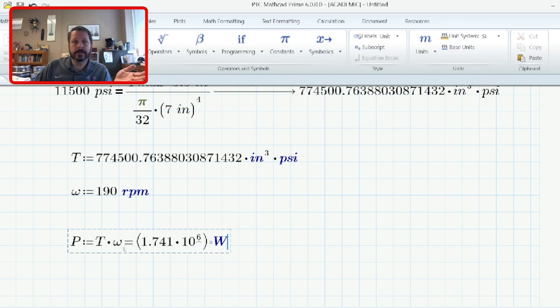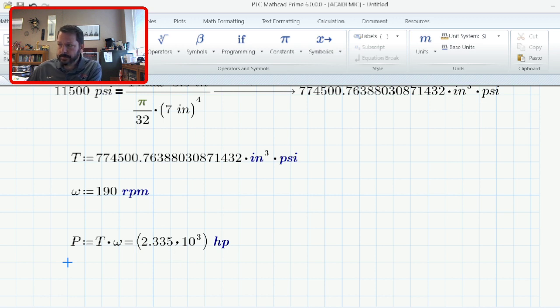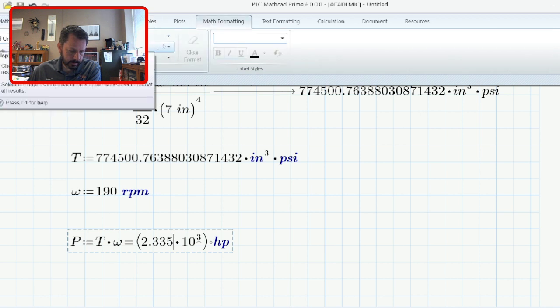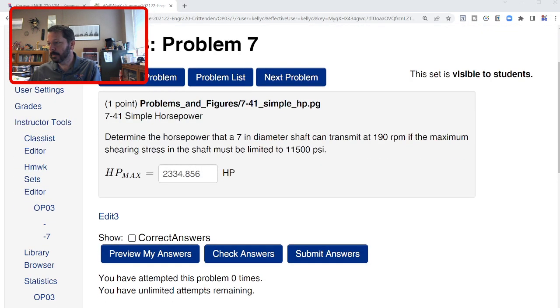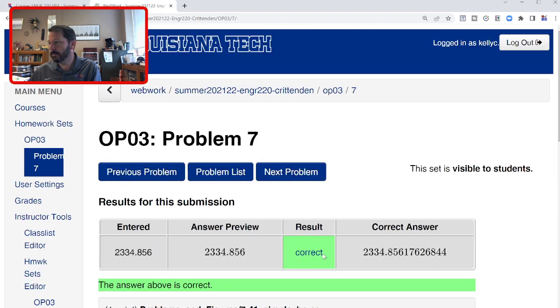Now, it gave it to me in watts, which is also another unit of power for the SI system. I didn't think about that one when we were writing down all the units. This problem wants horsepower, so let's put that in. I don't know if it's capital H. No, it's lowercase. 2335, let's put some more decimals because you know how web work can be. Let's make it a decimal number. There we go. So let's put this over in here, 2334.856. And sure, correct answers in case we got it wrong, but we got it right.